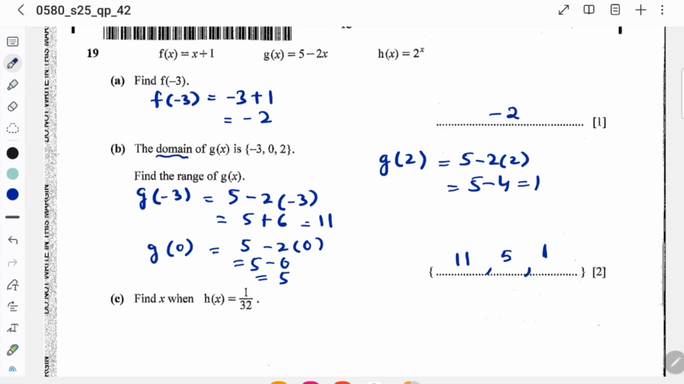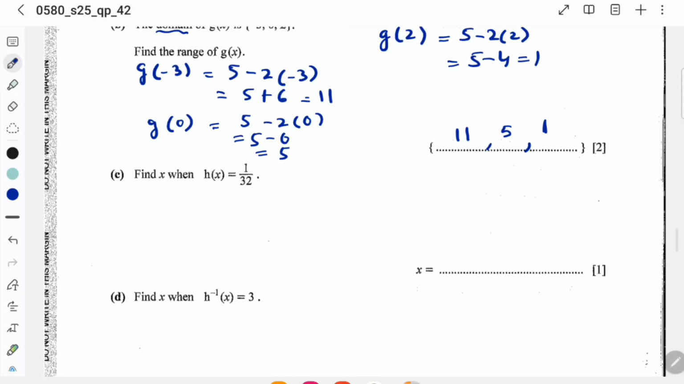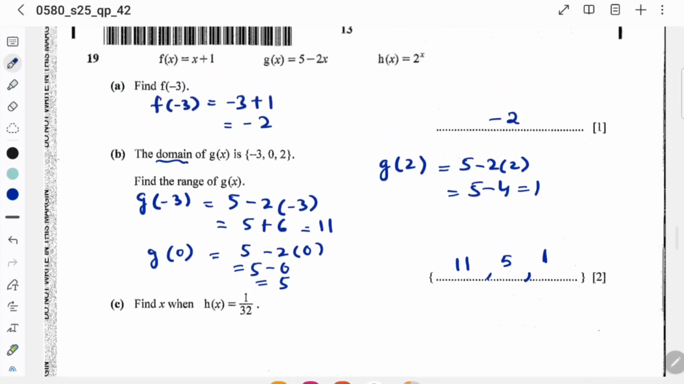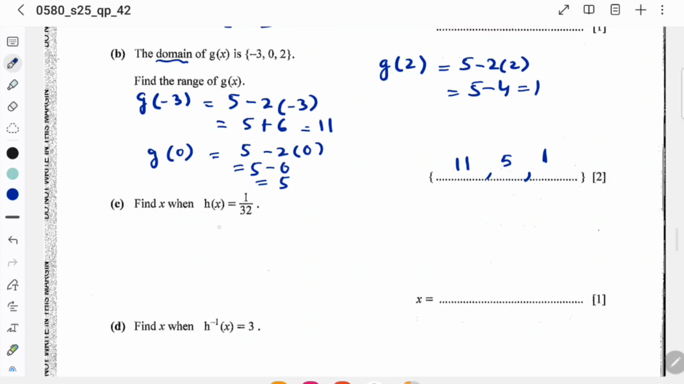Now find x when h(x) is equal to 1 upon 32. So let's quickly check: h of x is equal to 2 to the power x. So 2 to the power x is 1 upon 32. We know that 1 upon 32 is 1 upon 2 to the power 5. So 2 to the power x equals 2 to the power minus 5. Then x equals minus 5.